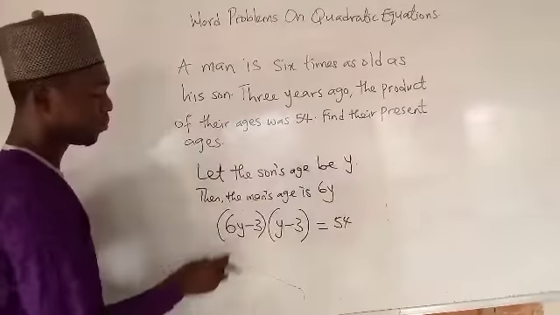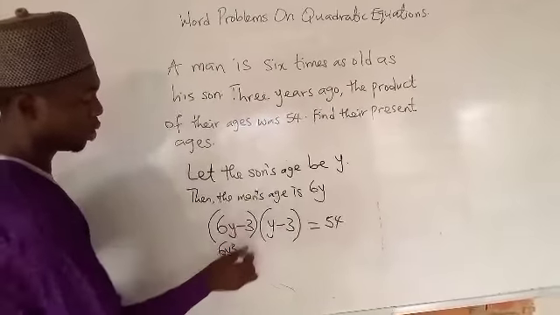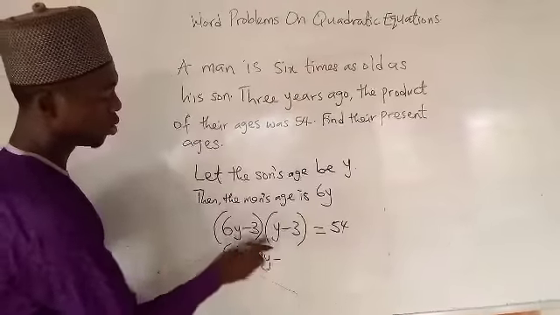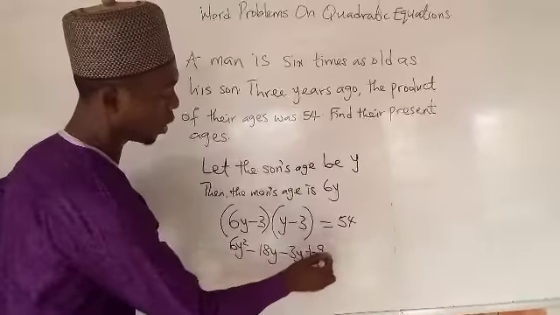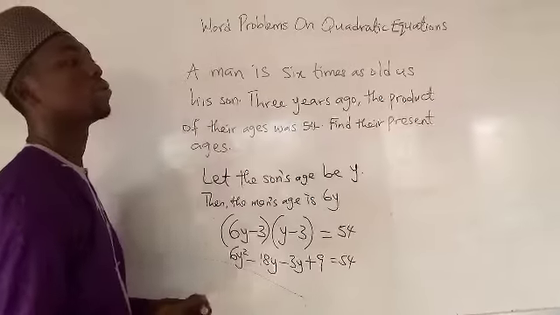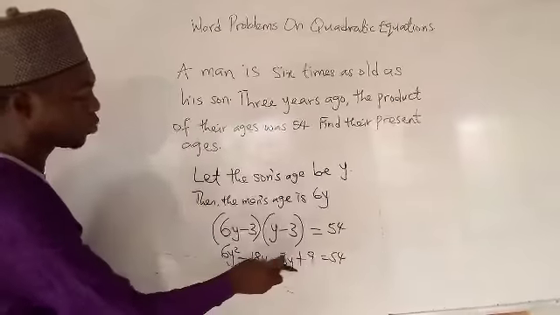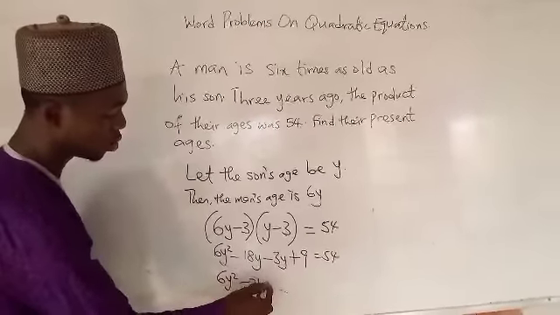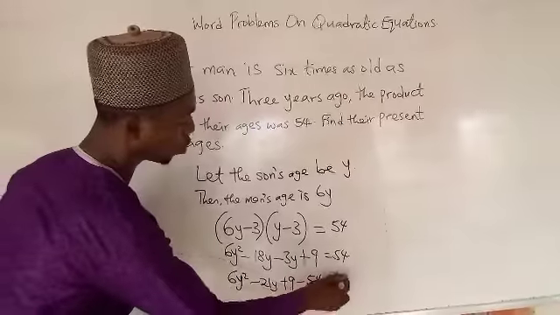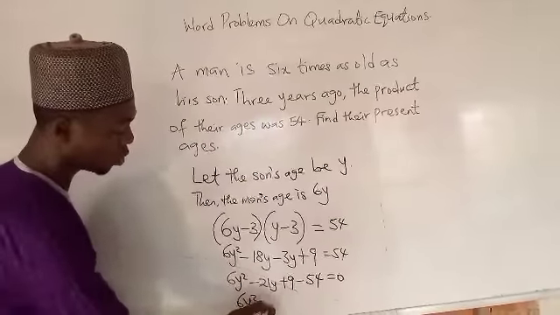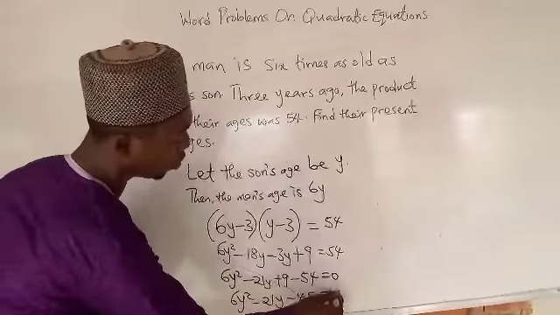So now we open this bracket. 6y times y, 6y squared. 6y times 3, 18y. 3 times y, 3y. This is minus minus plus. 3 times 3, 9 equals 54. So 6y squared minus 18y minus 3y, that is minus 21y plus 9. We bring in this 54 equals 0. So 6y squared minus 21y plus 9 minus 54, that is minus 45 equals 0.